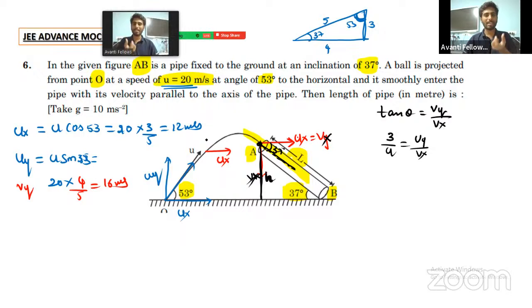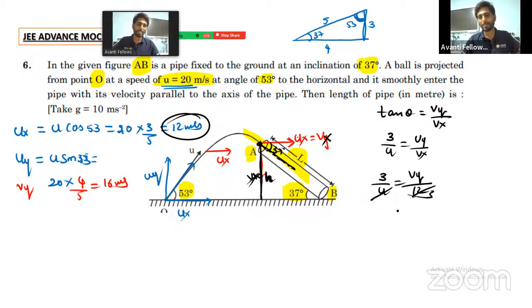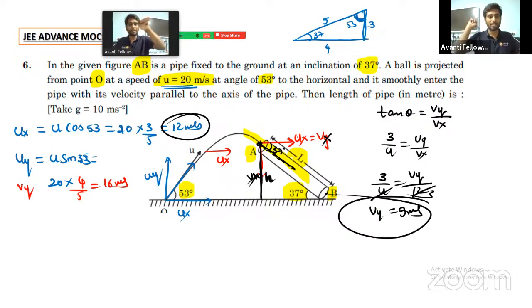What is the value of Vx? It is 12 meter per second, since along the horizontal it remains the same. Hence 3 by 4 is equal to Vy divided by 12. Four ones are 4, threes are 9, hence Vy will be 9 meter per second. It is falling downward at 9 meter per second, with horizontal velocity 12 meter per second. Okay, we got Vy, it is 9 meter per second.